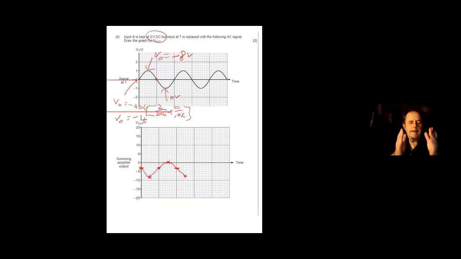Crucially, if you have graphs, you can't do it for every point. So look for certain points on that graph that you think, right, I'm going to work out the value for that using this equation and then put that cross in. It will always help you.